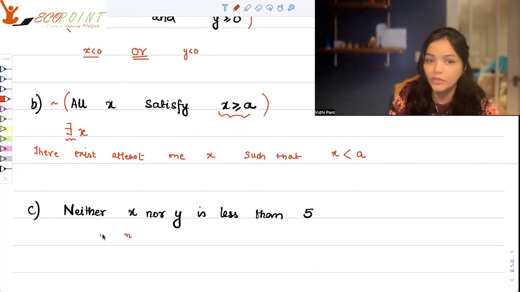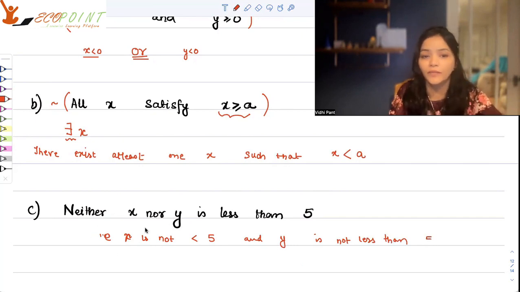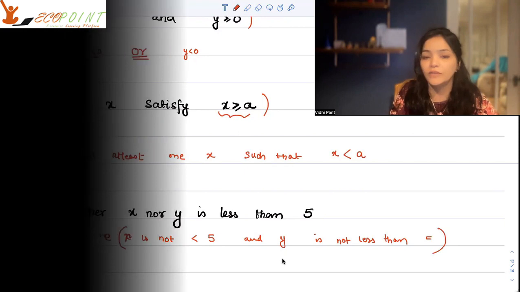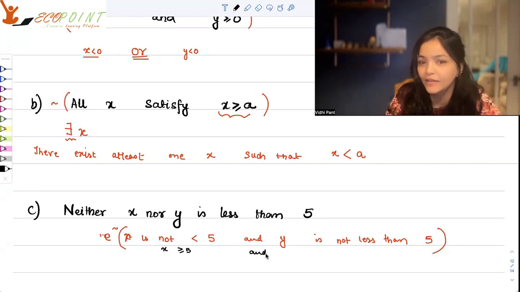In other words, just to make you guys understand the statement, it is saying x is not less than 5 and y is also not less than 5. That's what this statement is saying. Now, what is the negation of this? X is not less than 5 means basically x is greater than or equal to 5. And y is not less than 5 means y is also greater than or equal to 5. That's what it means, right?